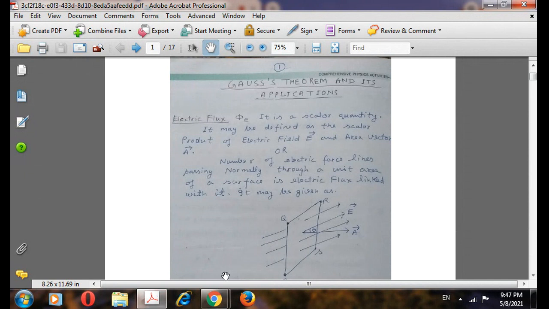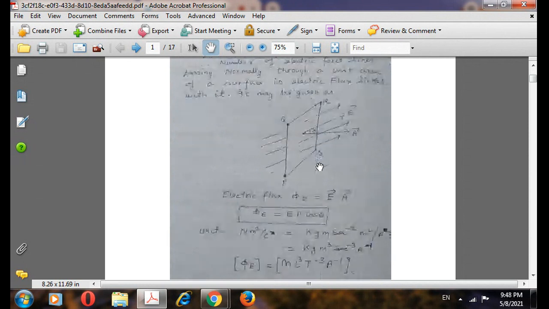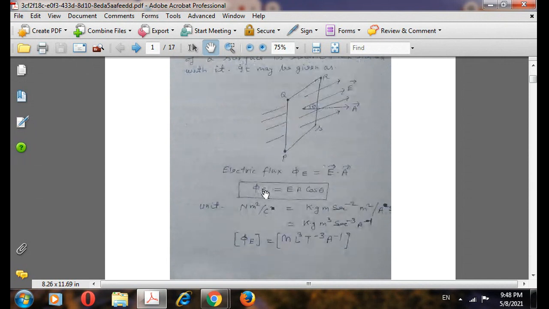As in the shown figure, electric force lines are going across a given plane surface PQRS. Here are shown the area vector A and the electric field vector E. Theta is the angle between them. Then electric flux can be given as the dot product of the electric field vector and the area vector, which is shown here as phi is equal to EA cos theta.